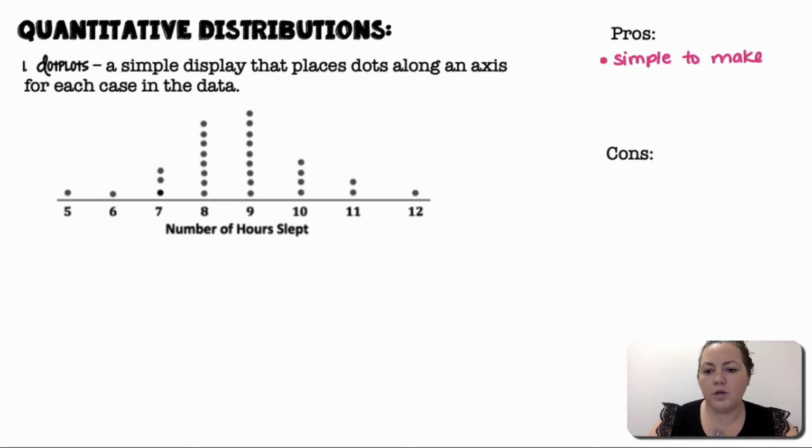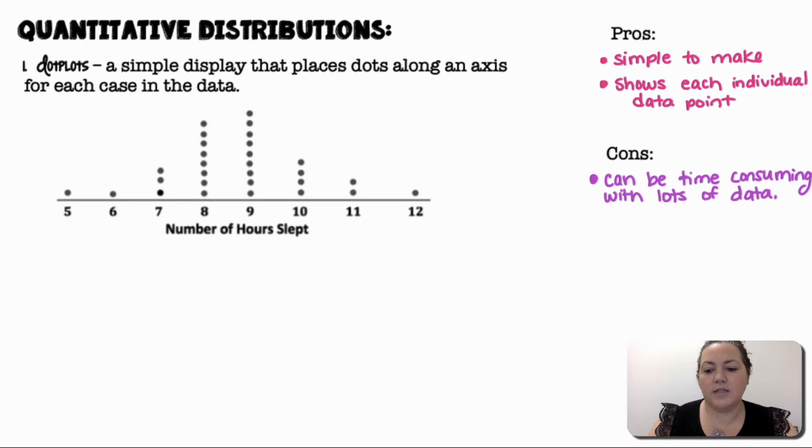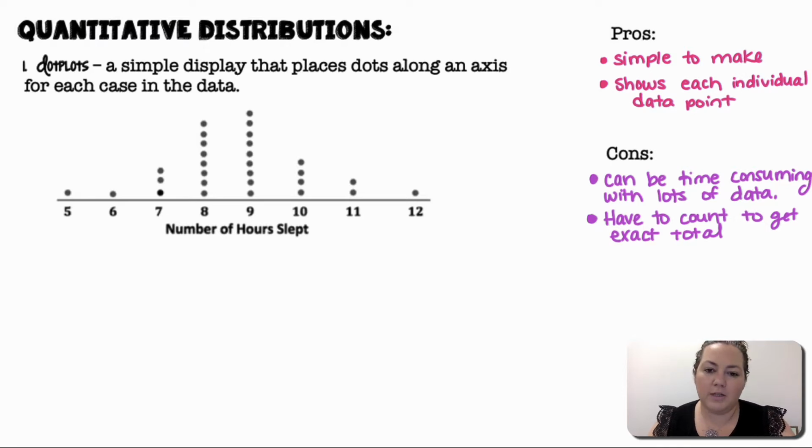Some of the pros are that it's simple to make, and it shows each individual data point. Some of the cons are that it can be time consuming with a lot of data, and you have to count to get the exact total. So if you're trying to figure out how many total elements are in this set, if they don't give you summary data, then you have to count each dot, and that can be tedious.